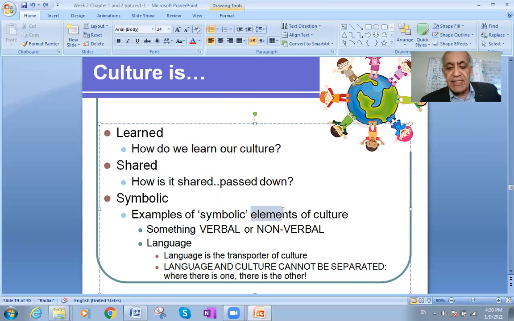Examples of symbolic elements of culture are verbal and non-verbal movements or gestures, the way people move the head. For example, moving the head like this back home in Egypt means yes. Doing it like this with the head means no in Egypt. But in India, this means yes, or clear, or confirming.